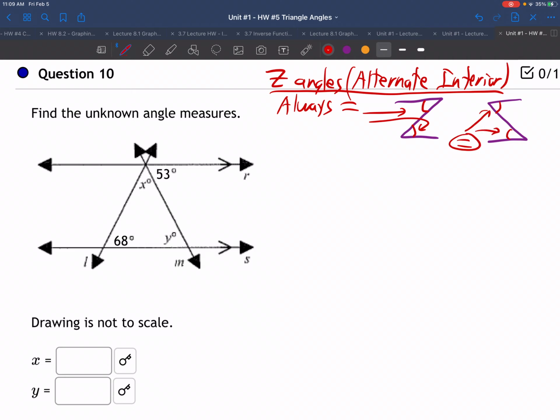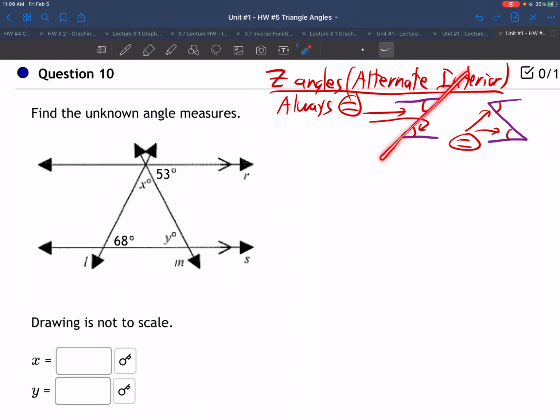Z angles are called alternate interior. They're called alternate interior because for this line, they're on alternate sides of the line, opposite sides of the line, and they're both interior. They're inside of these two parallel lines. They're not out here outside. They're inside. So they're alternate interior angles.